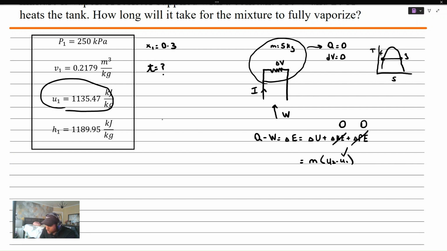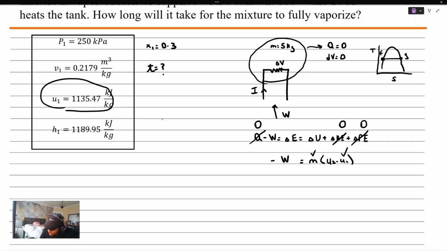We know what the specific internal energy is at state point 1. We also know the mass that was given, equal to 5 kilograms. There is no heat transfer across the boundary. That's going to be 0. And I have a negative W term. Now, what is that work term that's being inputted? That's the power supplied to that resistor.